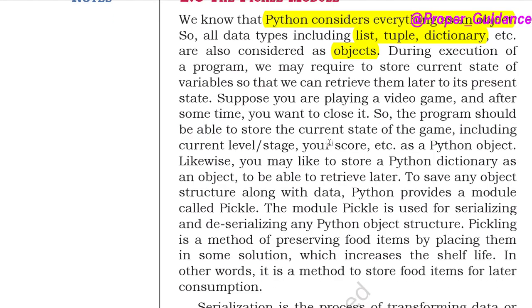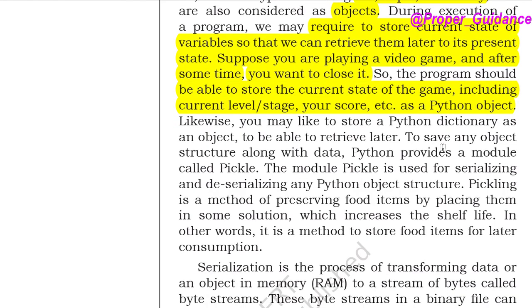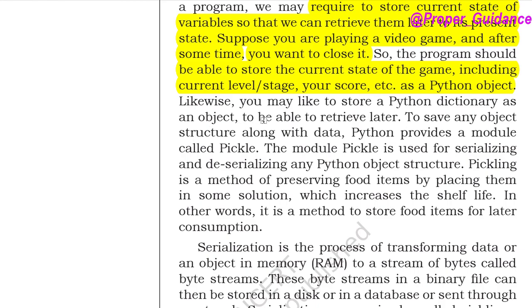During execution of a program, we may require to store the current state of variables so that we can retrieve them later to its present state. Suppose you are playing a video game and after some time you want to close it. The program should be able to store the current state of the game including current level stage, your score, etc. as a Python object. Likewise, you may like to store a Python dictionary as an object to be able to retrieve later, to save any object structure along with data.